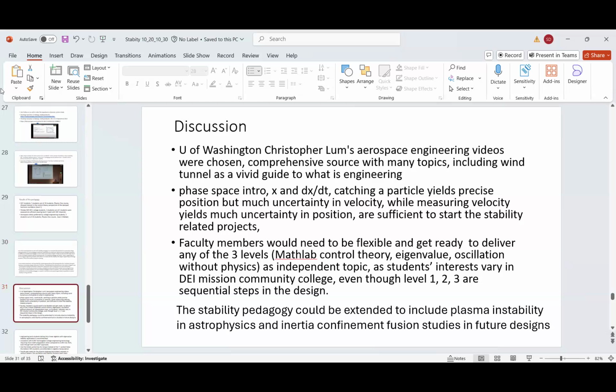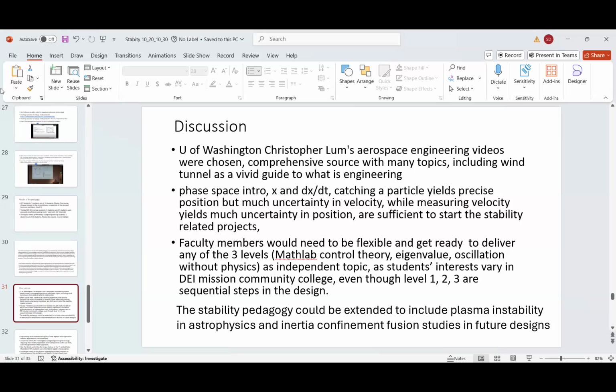So in discussion, you can see University of Washington Christoph Lamb's aerospace engineering videos were chosen, a comprehensive source with many topics, including introductory material as a vivid guide to engineering. Phase space intro, x and dx over dt: catching a particle yields precise position but much uncertainty in the velocity, while measuring velocity yields much uncertainty in the position. These are sufficient to start a stability-related project.